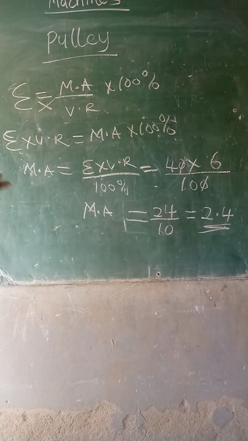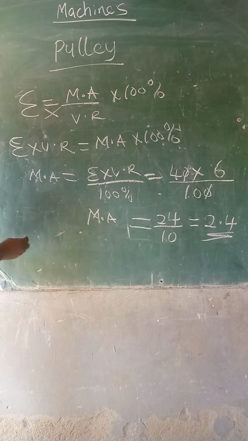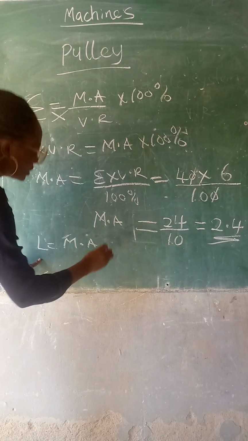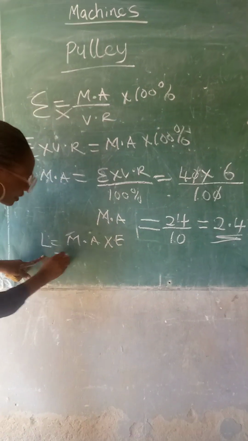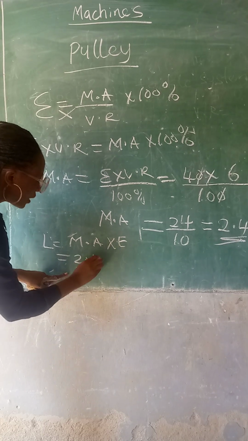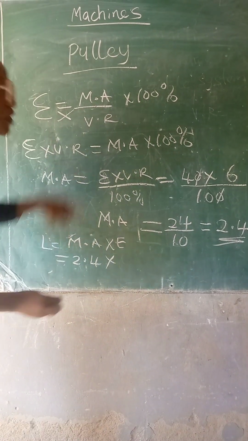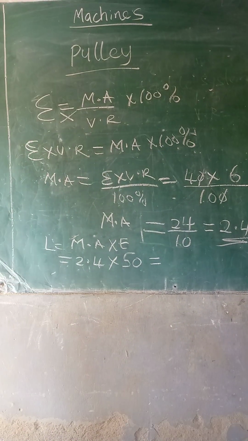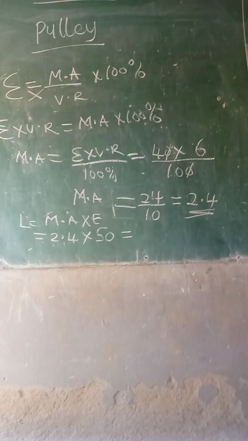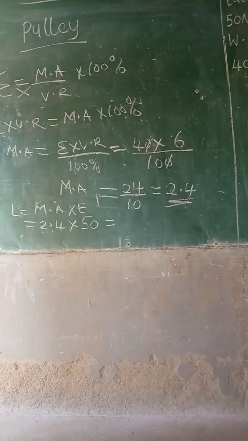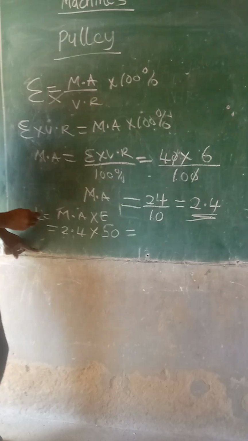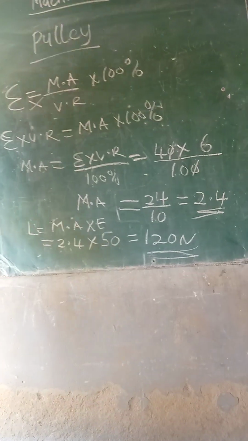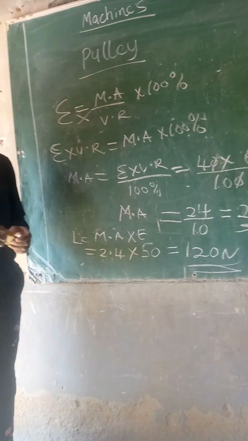Now we can put this into the formula L is equal to MA times E. We have 2.4 times E. What is E? E is 50. 2.4 times 50 is equal to 120 Newton. Our answer is 120 Newton.